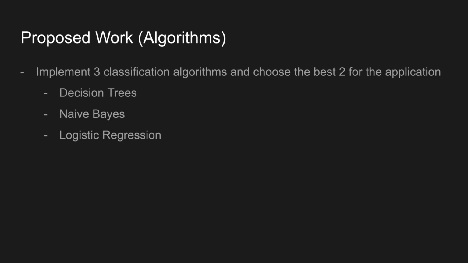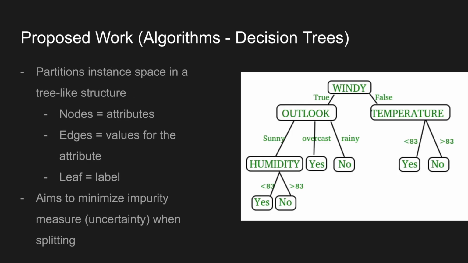Moving into the different algorithms we chose to implement for this application, we chose 3 different classification models. The first of which is decision trees, the second is naive Bayes, and the third is logistic regression. And we'll get into the details of each of these and why we picked them.